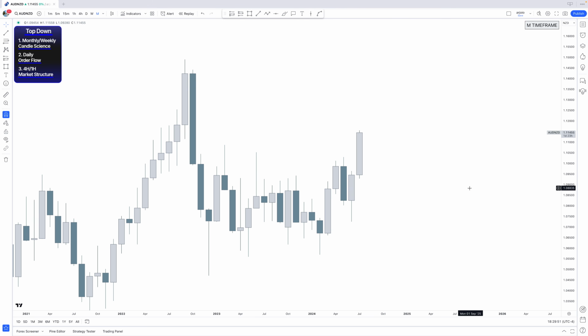All right, I want to use the following example: Australian dollar, New Zealand dollar. We're going to start on the monthly time frame.